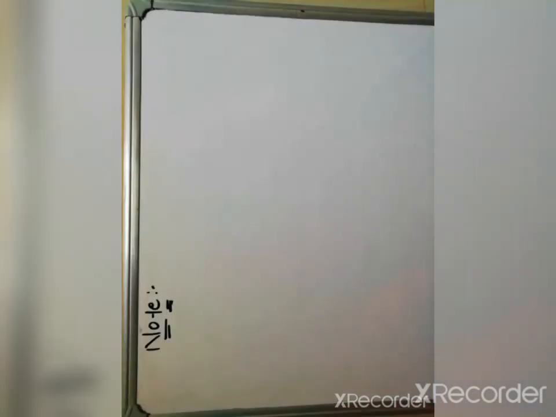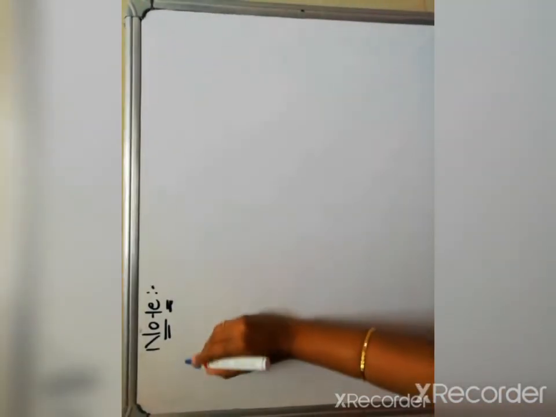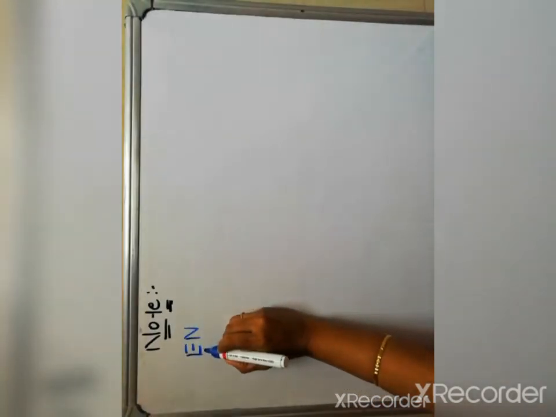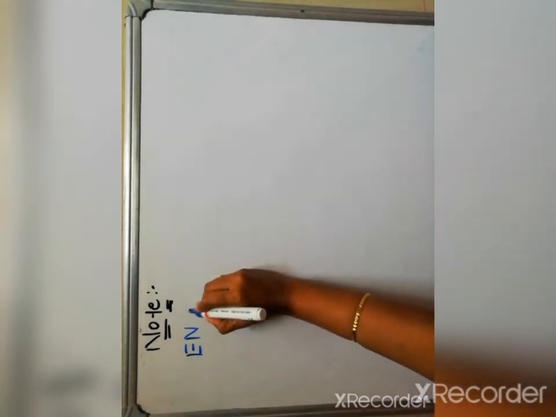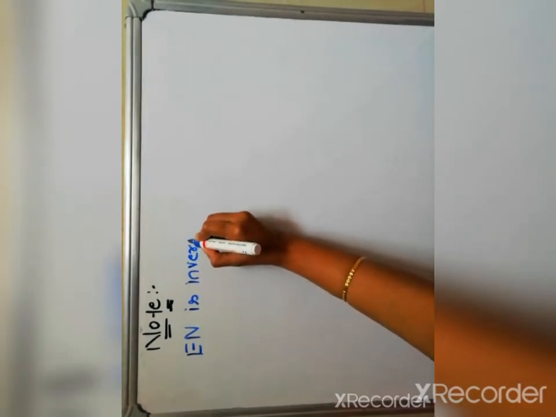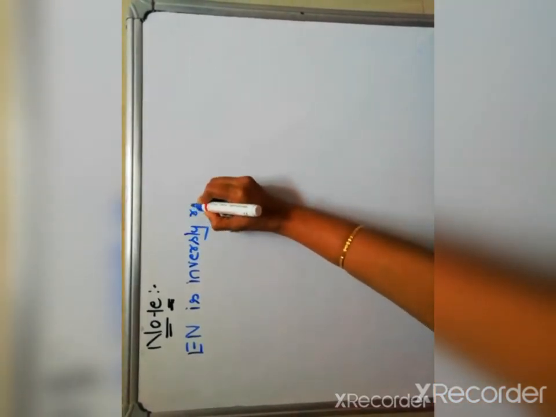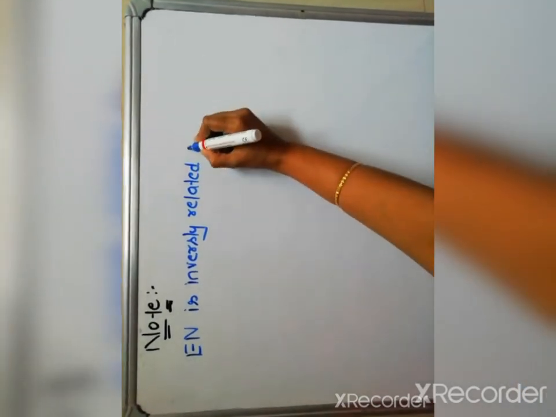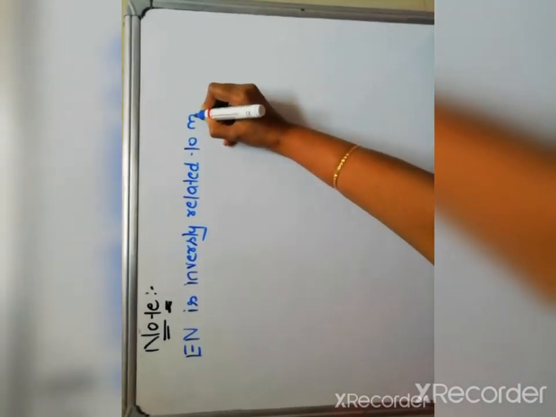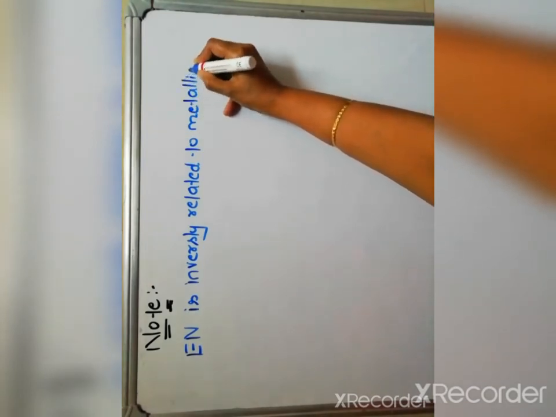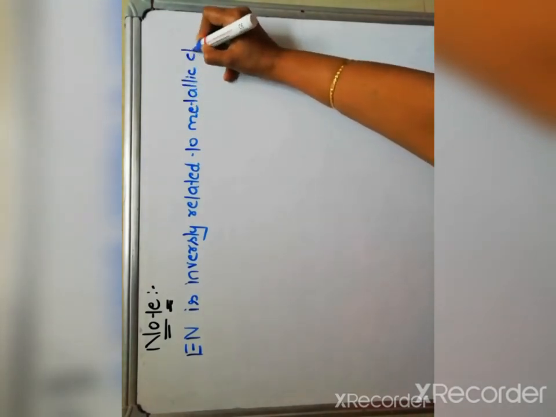One more important point under electronegativity, which we denote with the term En: electronegativity is inversely related to metallic character.